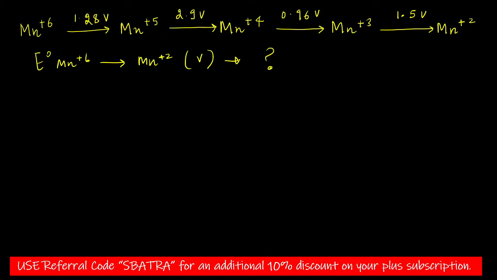All right, so this is our next question, and this is one form of Latimer's diagram given, and these are the corresponding E naught potential values. You just have to tell the E naught of Mn6+ to Mn2+ in volts. This is your question. Take enough time and then give your answers. This time you don't have to give me incorrect answers, so take enough time.